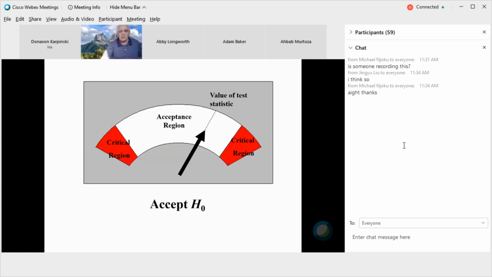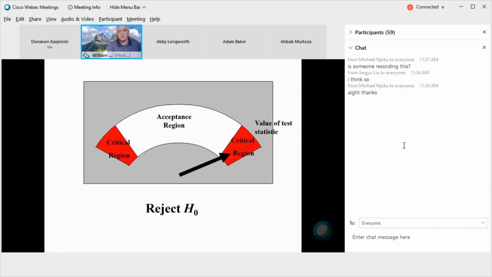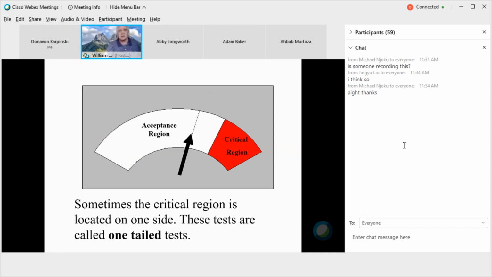So in a two-tailed test, if the test statistic is in the acceptance region, you accept H naught. If it's in the critical region, you reject H naught. Sometimes the critical region is located on one side of the possible values of the test statistic. These are called one-tailed tests.